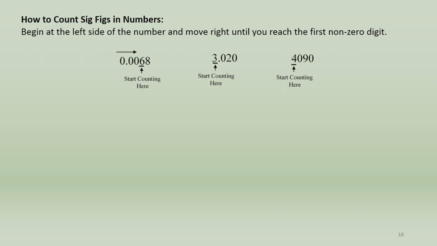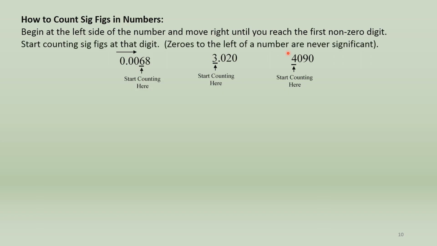To count sig figs in a number, we start at the left-hand side of the number and simply move right until you reach the first non-zero digit. So in the number 0.0068, we start from the left and we start counting when we reach the first non-zero digit, which is the 6. In the case of 3.020, we start at the left, and in fact the first digit here is non-zero, so we start counting here. Likewise in 4090, the first non-zero digit on the left is the first digit, the 4, we start counting here. So we start counting at that digit. Zeros to the left are never significant.